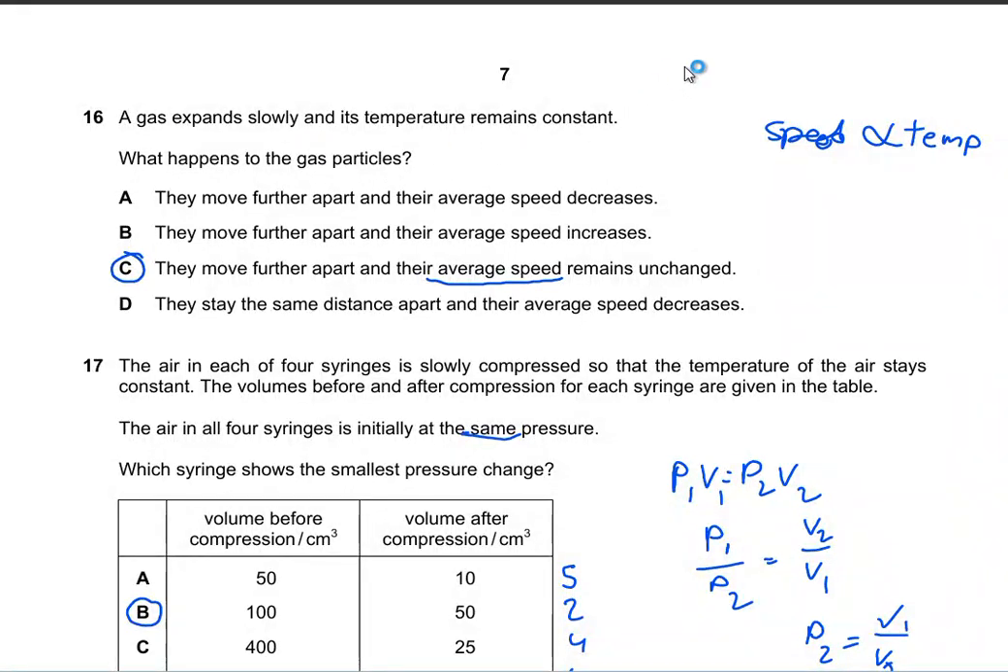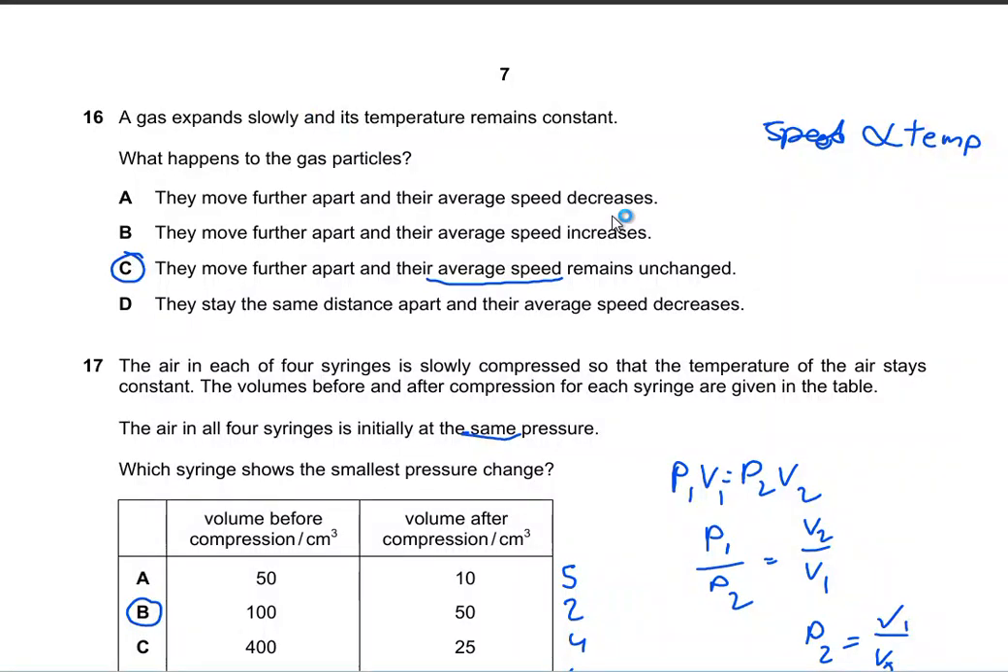The gas expands slowly. That means the gas particles move further apart, but the temperature remains constant, like no change in temperature. Okay, so basically they're not moving faster. Oh, one more thing: the speed of the particles is directly proportional to the temperature. As the speed of the particles increases, as they move faster, the temperature increases.